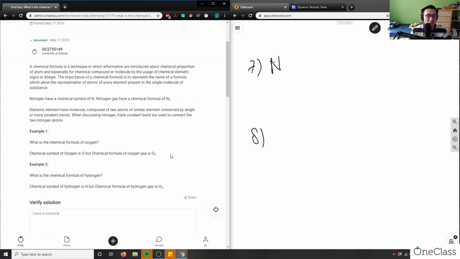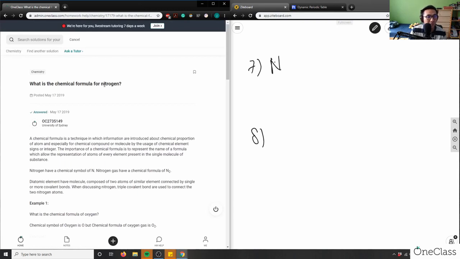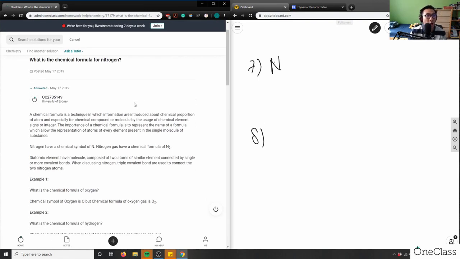So this here, they said here, chemical formula technique introduced about chemical proportions. That's good. Nitrogen has a symbol of N. Nitrogen gas has chemical formula N2, right? So they asked for a chemical formula for nitrogen, right? But nitrogen gas, as we know, is a diatomic molecule, right?